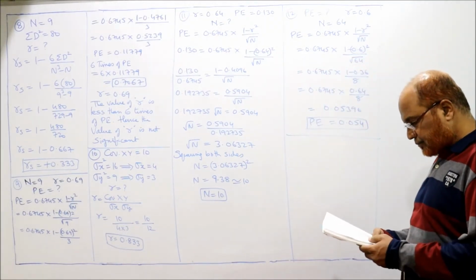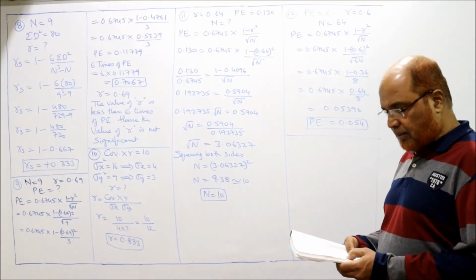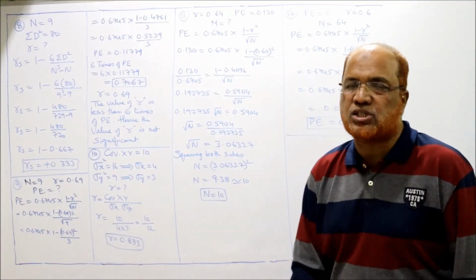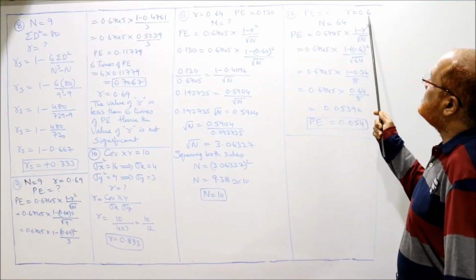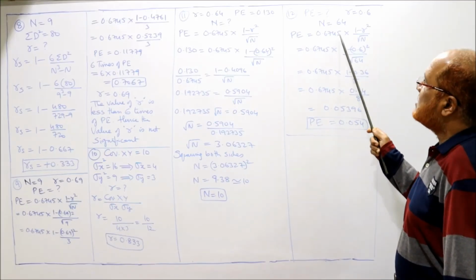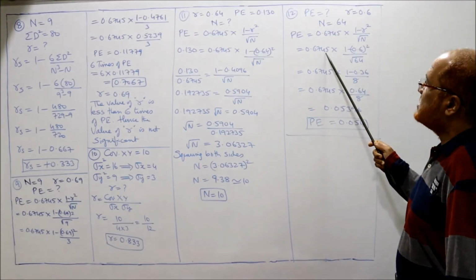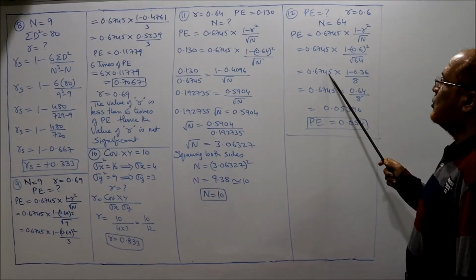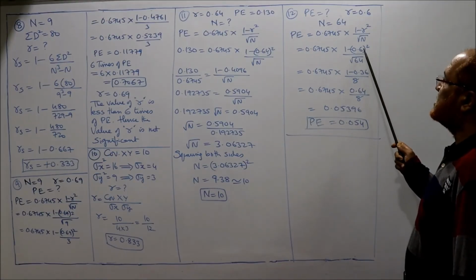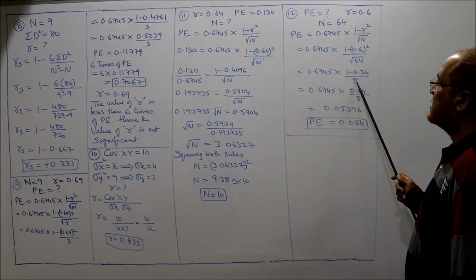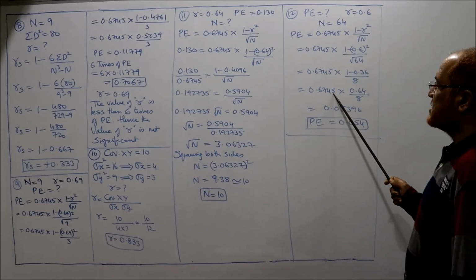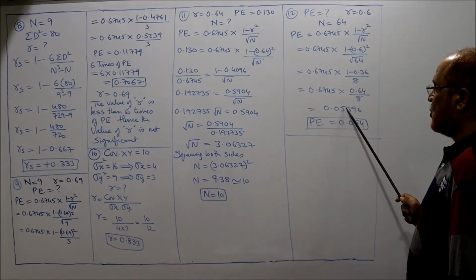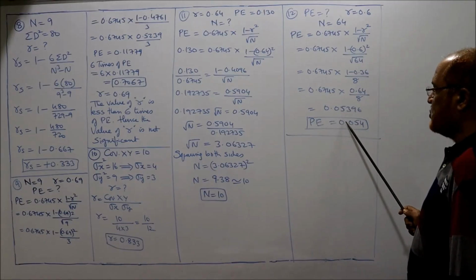Last, 12th problem. Find the value of probable error PE if correlation coefficient is 0.6 and number of pairs of the variables is 64. N is 64, R is 0.6. PE we have to find. 0.6745 into 1 minus R square by root n. 0.6745 into 1 minus 0.6 square divided by root 64. So 0.6 square is 0.36, root 64 is 8. So 0.6745 into 1 minus 0.36 is 0.64 divided by 8. You will get 0.05396. So we can take 0.054.